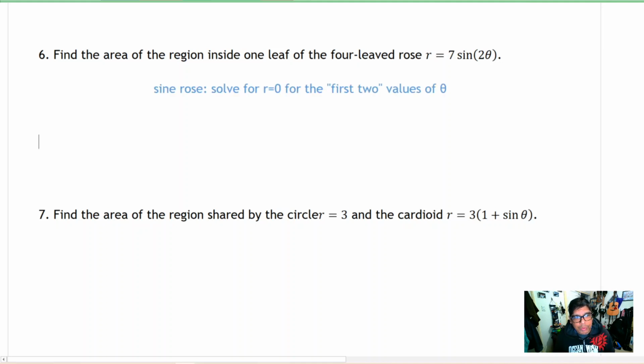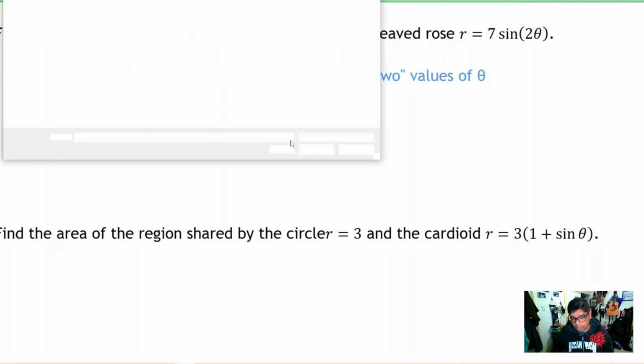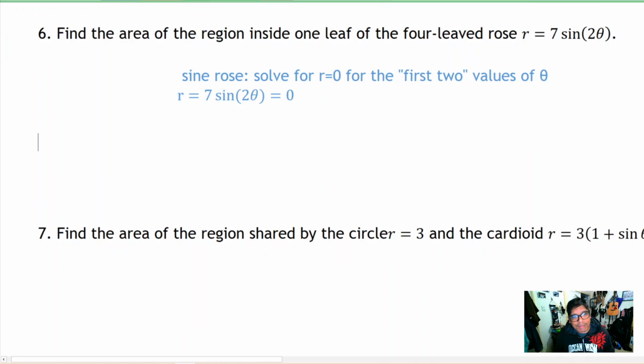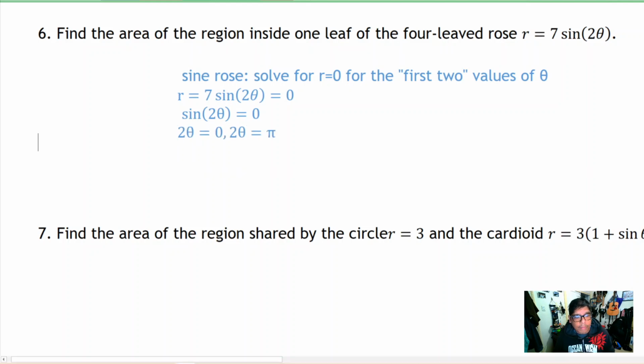So with the sine rose, we want to solve r equals 0 for the first two positive values of theta. So let's go ahead and set our radius equal to 0. 7 sine of 2 theta equals 0. Well, that's going to be 0 when sine of 2 theta equals 0.